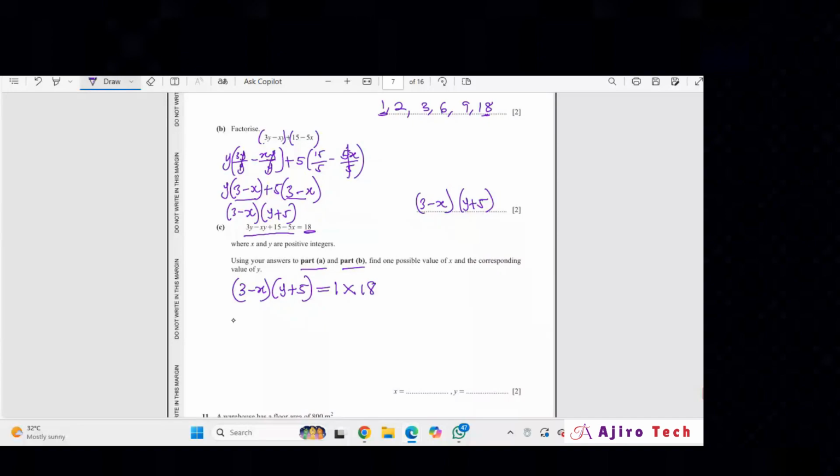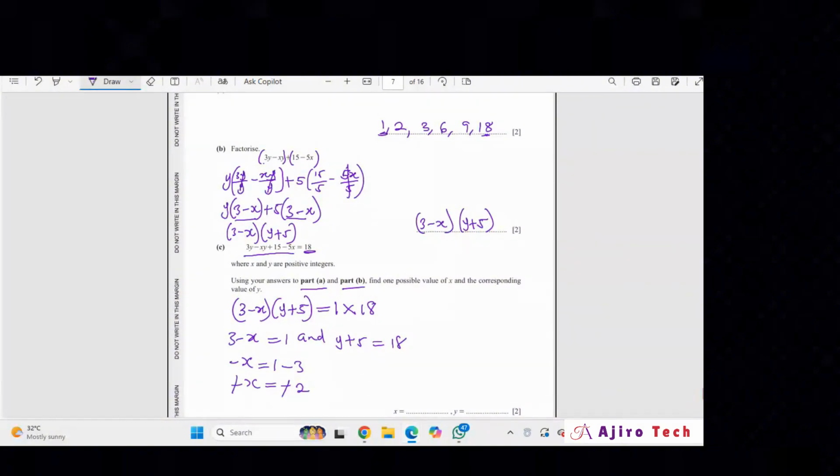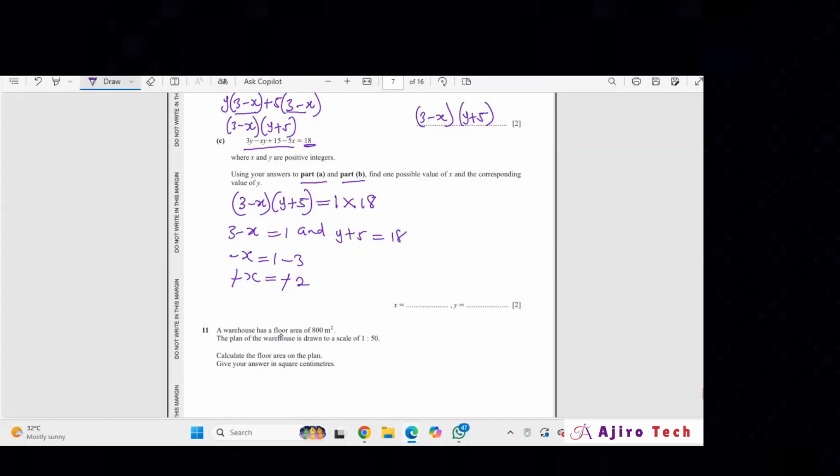So if I'm to do this, I'm going to equate: 3 minus s equals 1. Then I also have another one, and y plus 5 equals 18. So these are the answers. So minus s is equal to 1 minus 3. So minus s is equal to minus 2. This will cancel out, and I'm going to get s is equal to 2.